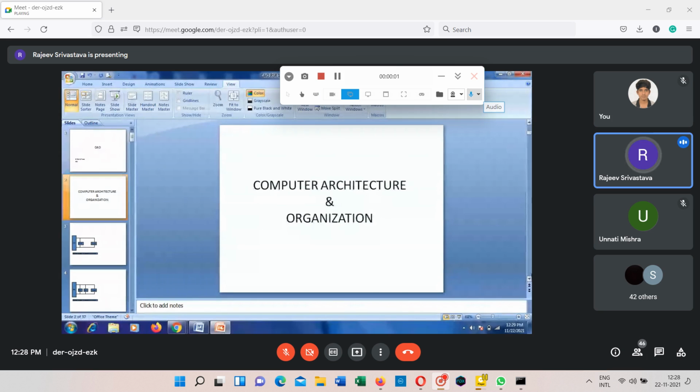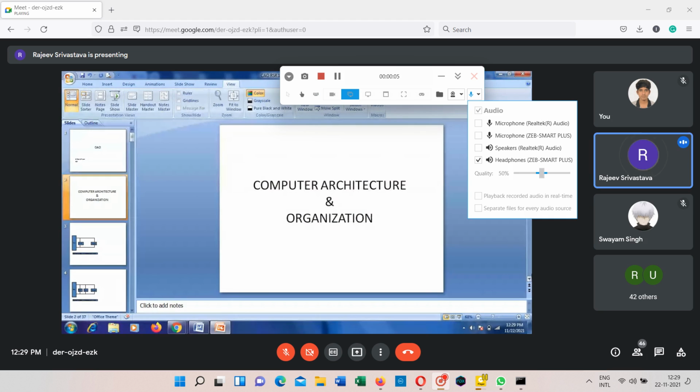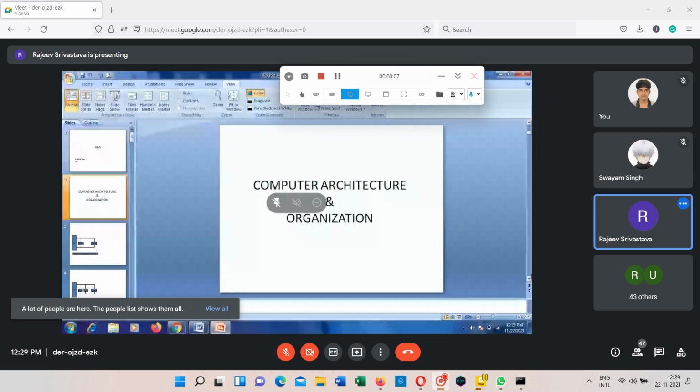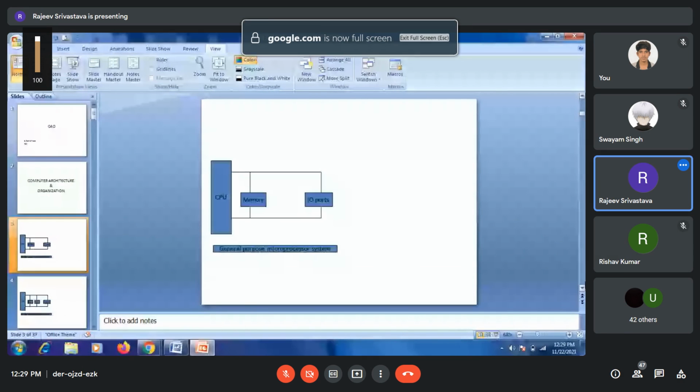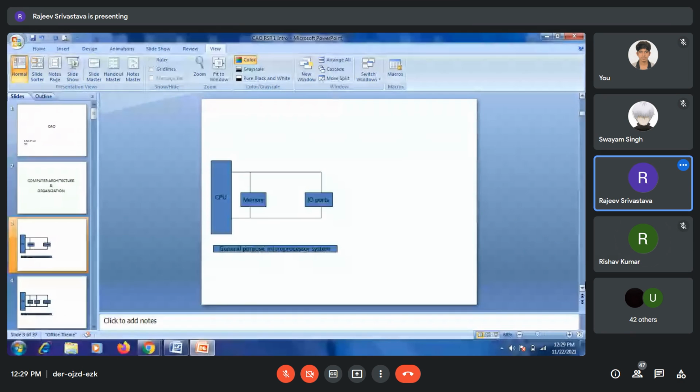I think in your school, in your colleges, you are already aware of the computer system. Building blocks of a computer system: we have one CPU, which is the central processing unit, we have one memory, and ports in which the things are connected, like all the input and output devices. So this is the simplest block diagram possible for a computer.